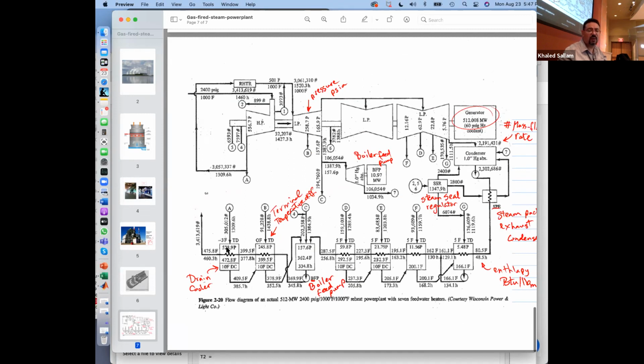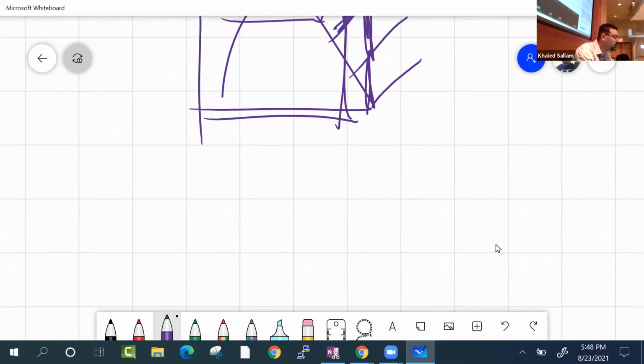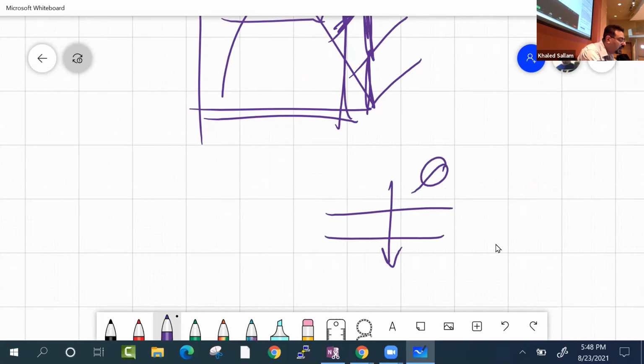Now, why do they have a lot of feed water heaters, not just one? In your project, you only have one. But in real life, they have a lot because, and we will finish with this and we'll take our break. Because the second law told you that irreversibility is coming from friction, but it's also coming from heat transfer across a temperature difference. Why is this a source of irreversibility?